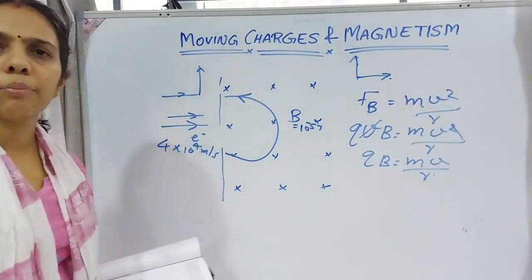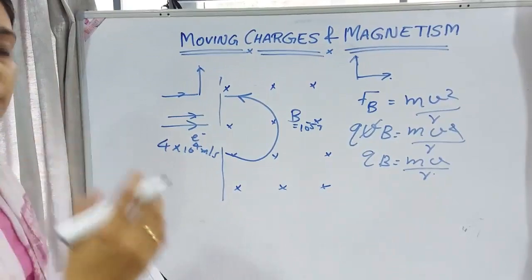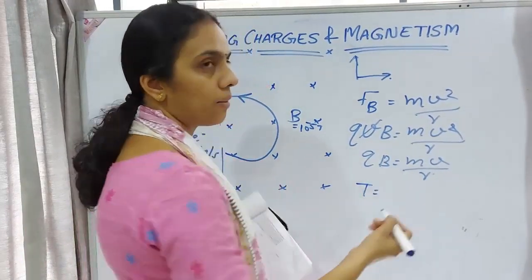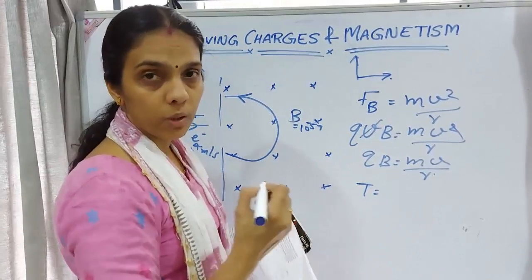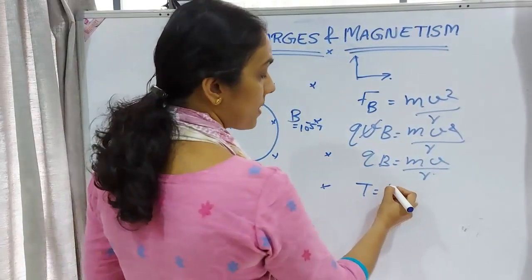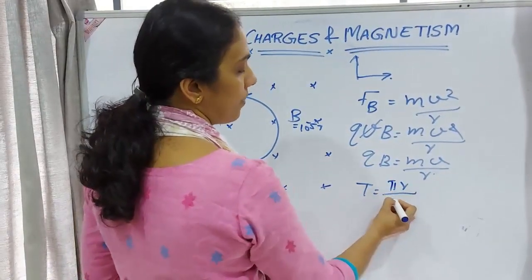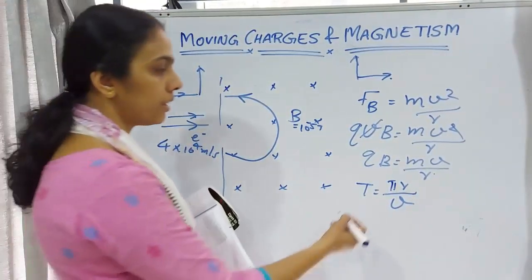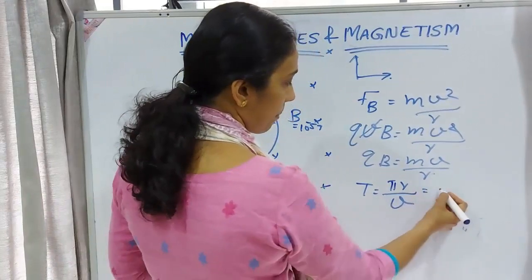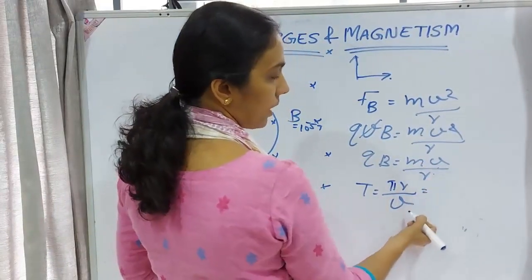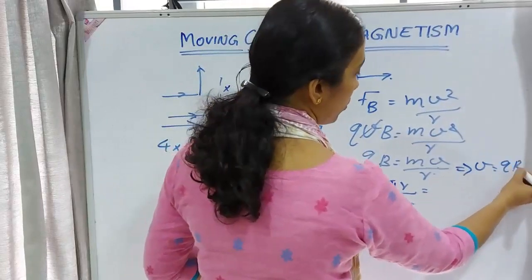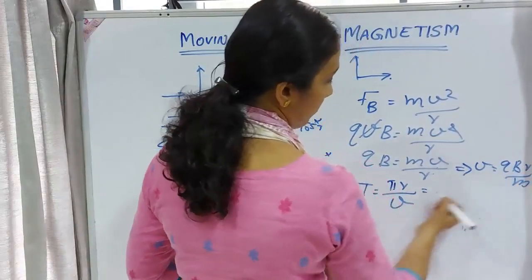What is our aim? Our aim is to find out the time. How can we find out the time? See, time will be equal to distance covered divided by velocity, that is pi r divided by v. Here we will get pi into, see, v, how can we find v from here? From here v will be equal to qBr divided by m.